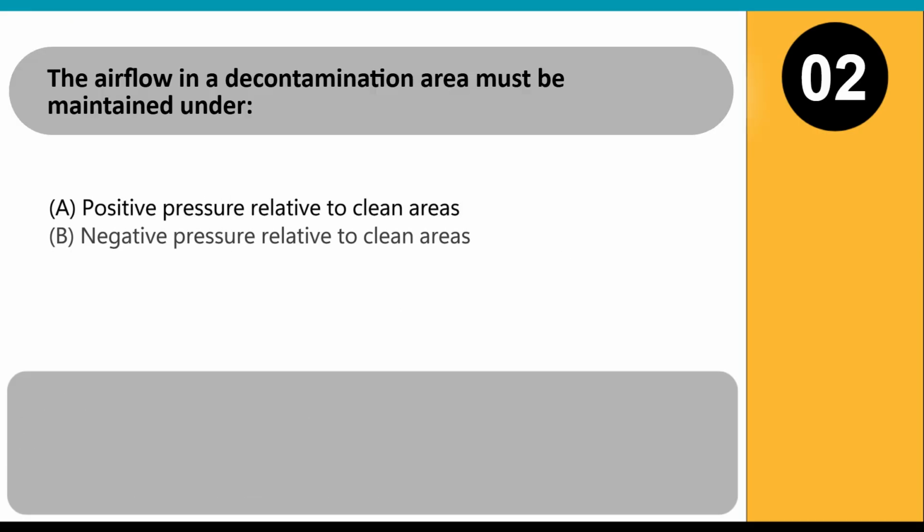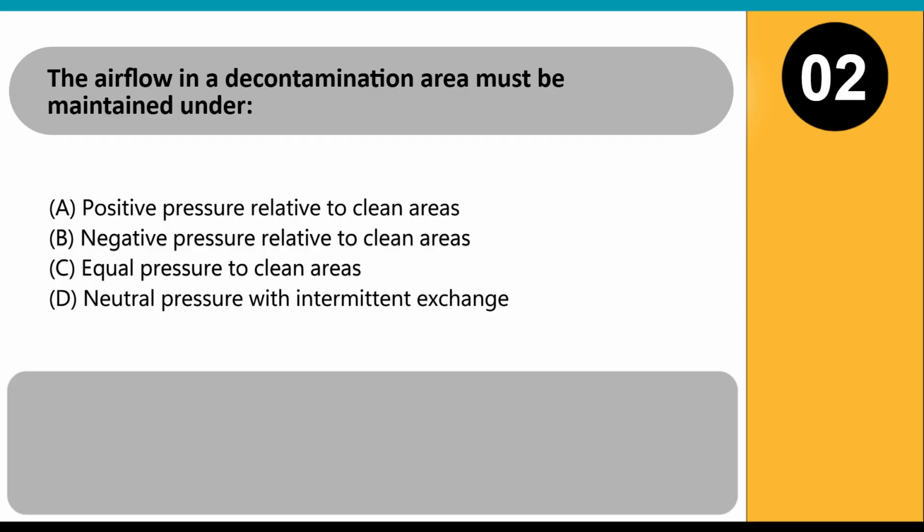The airflow in a decontamination area must be maintained under A. Positive pressure relative to clean areas. B. Negative pressure relative to clean areas. C. Equal pressure to clean areas. D. Neutral pressure with intermittent exchange.